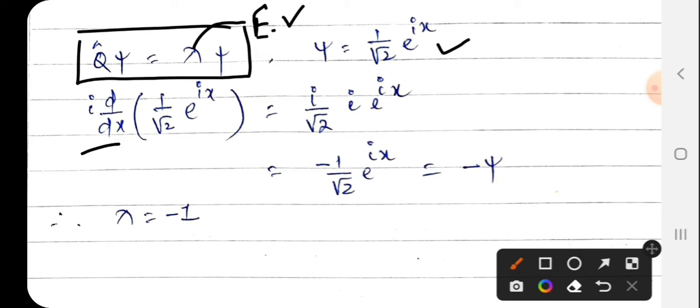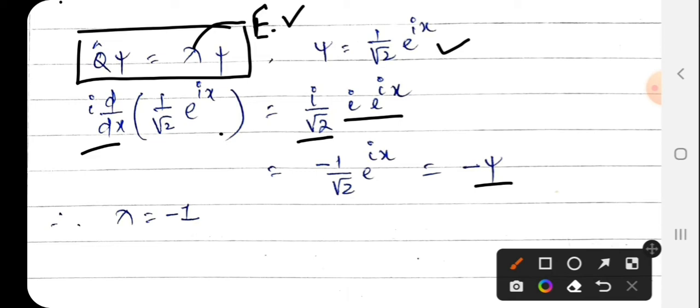So when we operate this operator on the eigenstate psi, we get i d upon dx of 1 by root 2 e to the power ix. This equals, taking 1 upon root 2 as the common term, the derivative of e to the power ix, that is i e to the power ix, and i into i equals minus 1. So we get minus 1 by root 2 e to the power ix. So it can be written as minus psi.